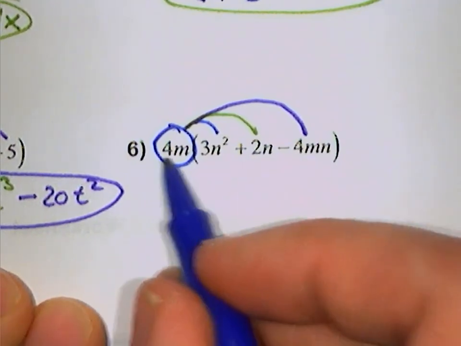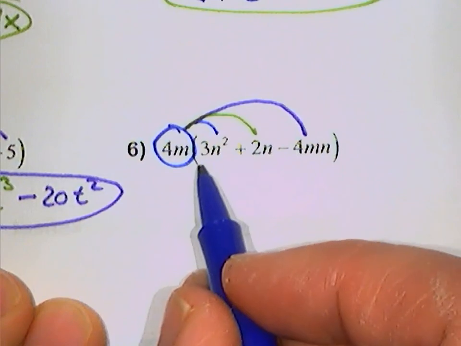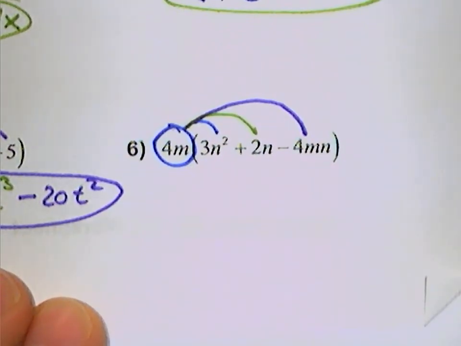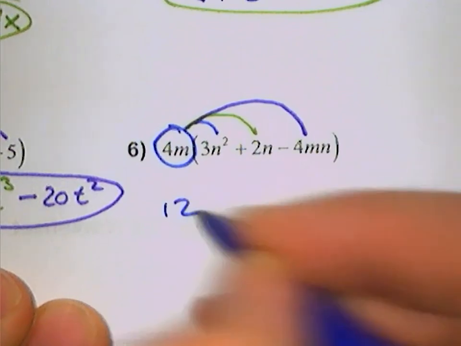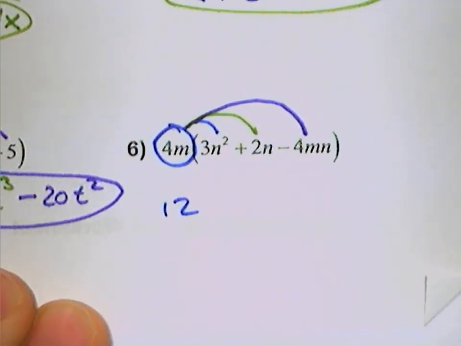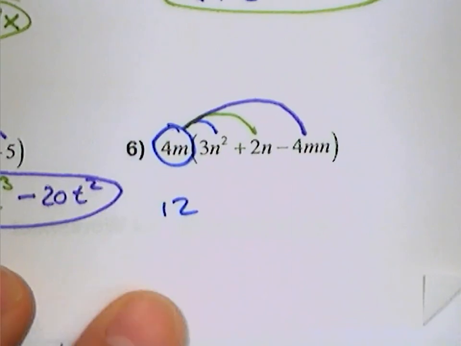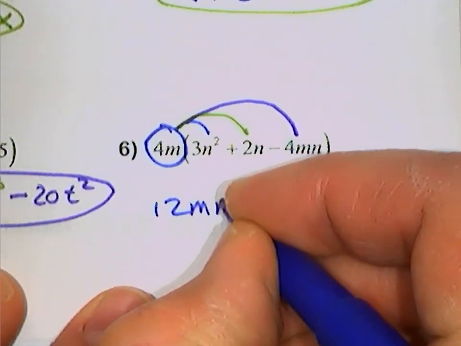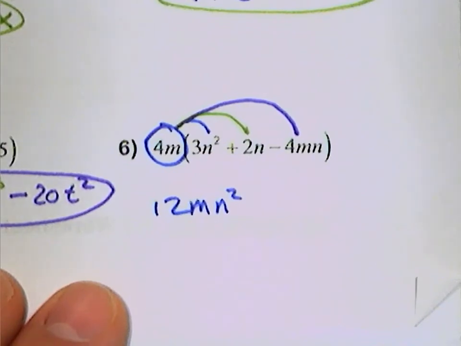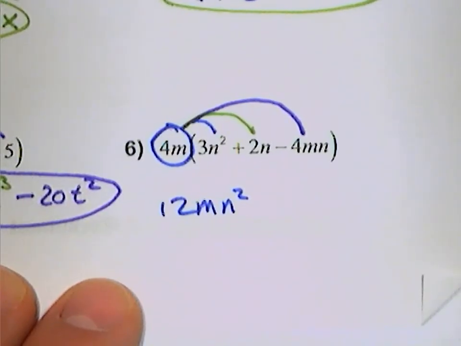I've got 4m times 3n squared. First thing is coefficients. 4 and 3 multiply, right? We know that's 12. M times n squared. Are those different or same variables? One's m, one's n, so I have to keep them separate. Now, which one do you put first? Usually put the variable that's first in alphabetical order first. So we'll put m first and then n squared. Those are different, so I got to leave them separate. So far, so good.